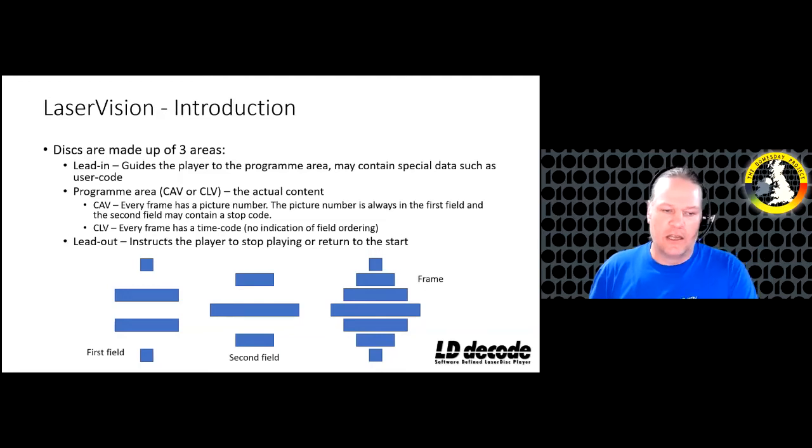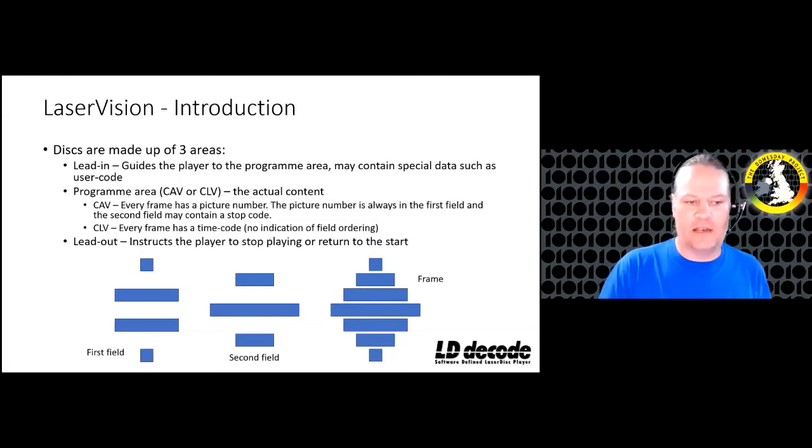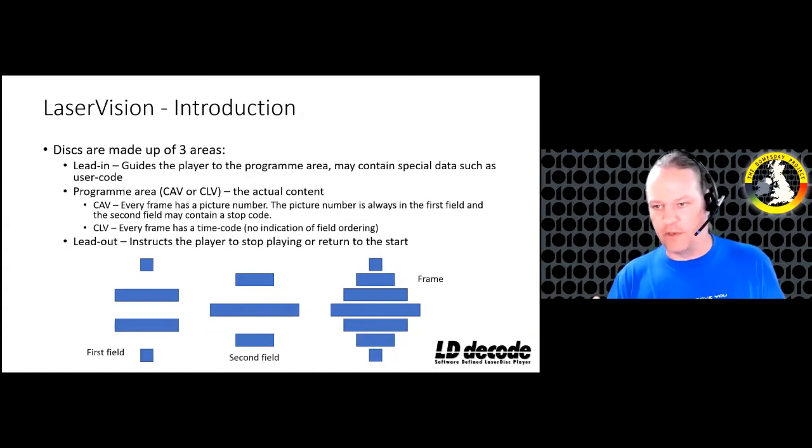And I mentioned earlier on that these aren't frames, these are fields. So if you have a CAV disc, there's information about the picture number and the frame number and a few other things on the disc. But the picture number is always in the first field. So it uses a trick to allow the player to know, when you hit the pause button to still frame, which field to play first and which field to play second.